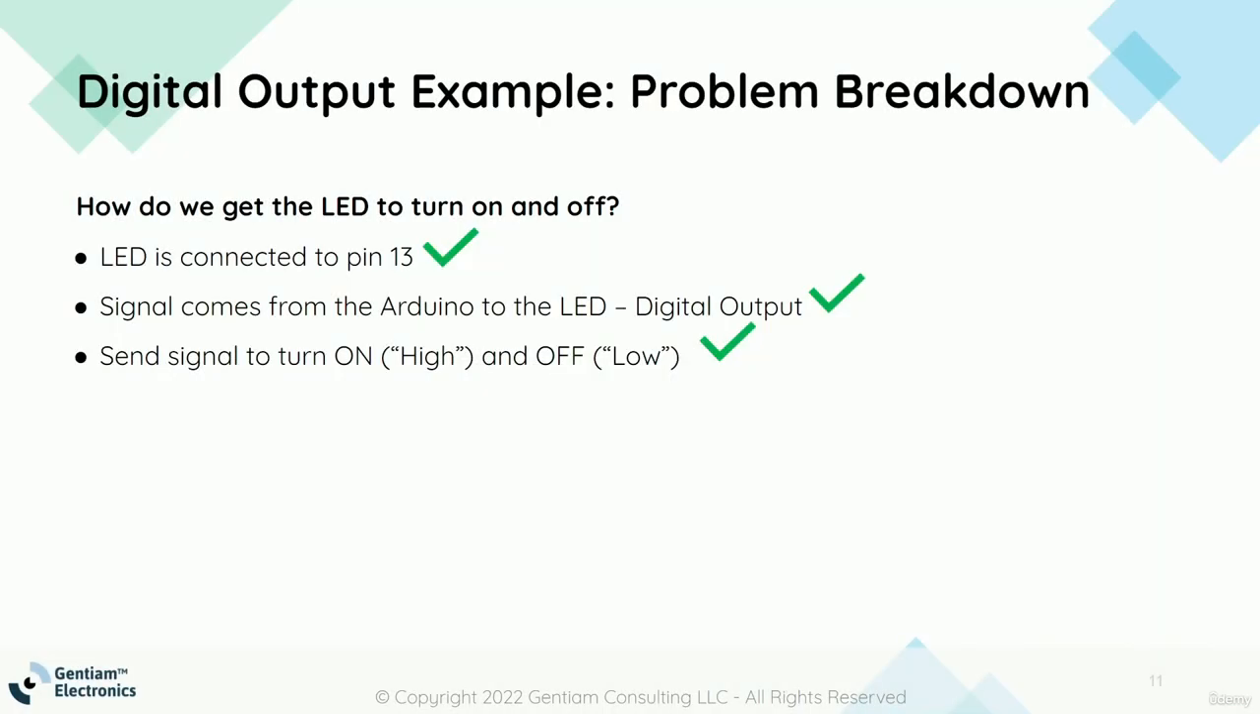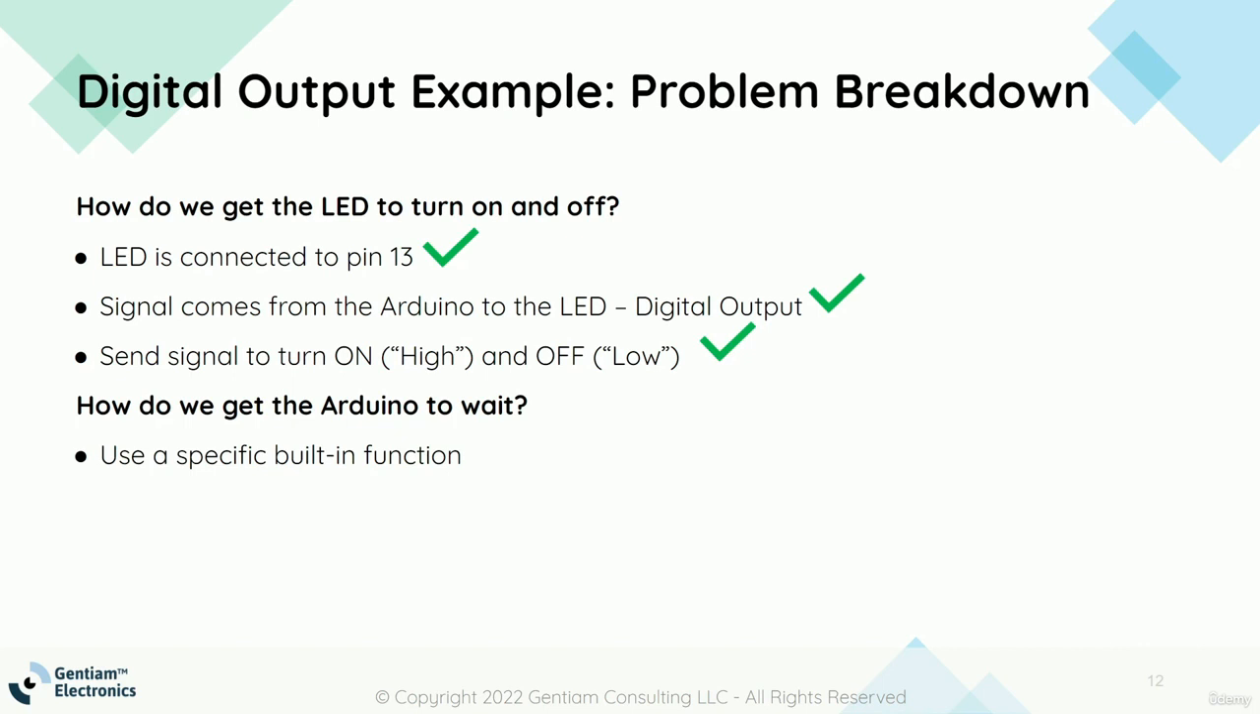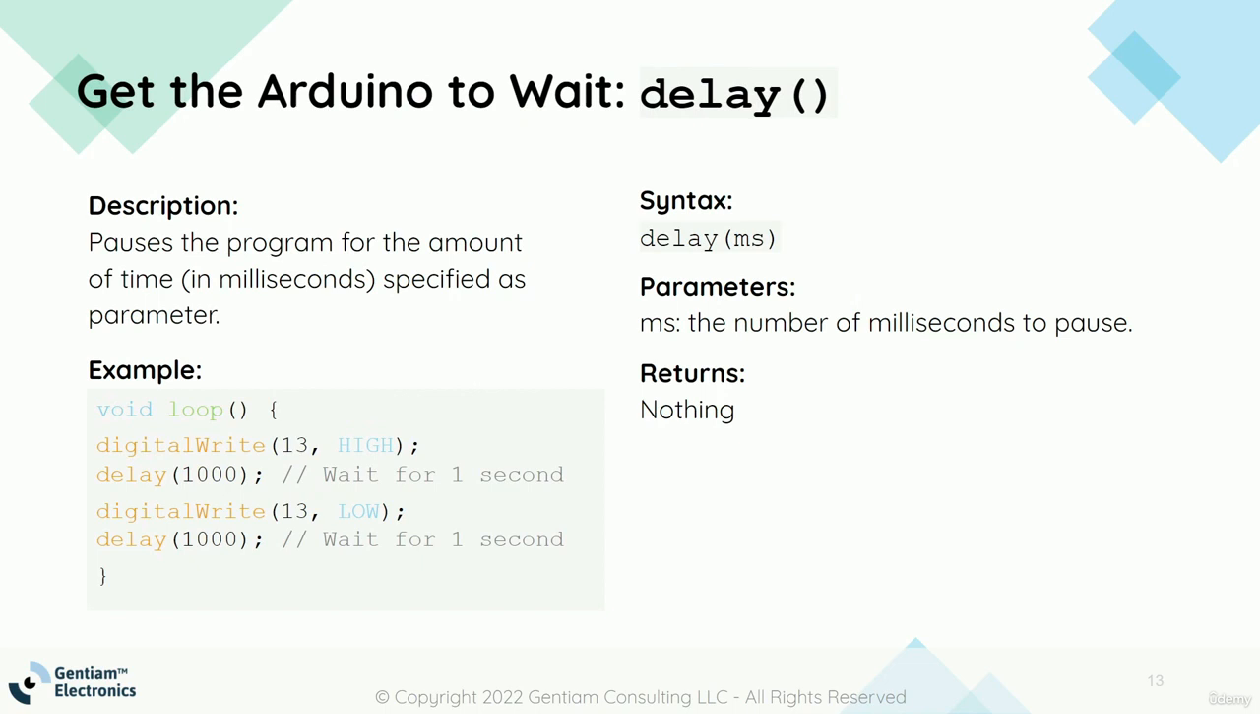So now we have this question we need to answer in our problem breakdown. We need to figure out how to tell the Arduino to wait. Well, as you probably guessed, there is a specific built-in function to help us achieve this. And that function is called delay. And so delay pauses the program for the amount of time in milliseconds.